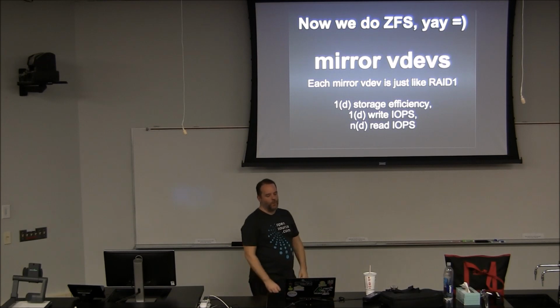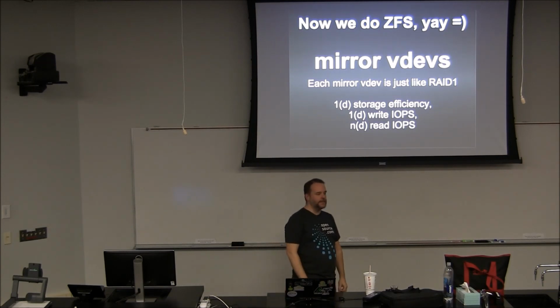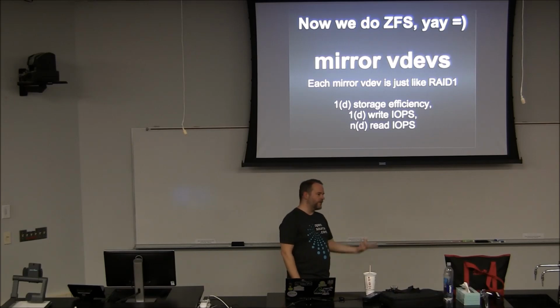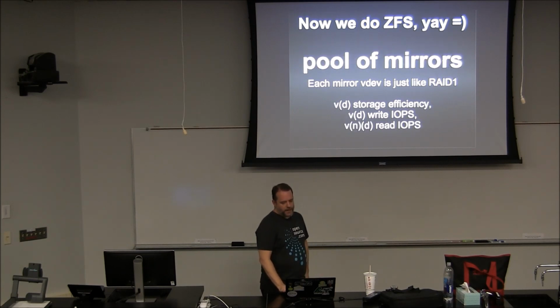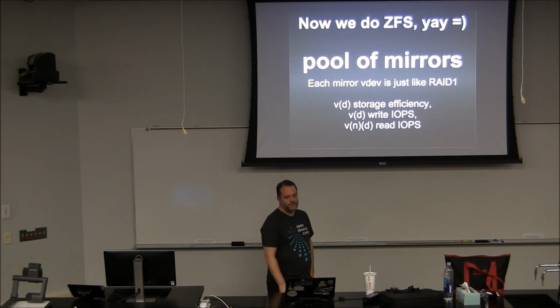So you've got 1D worth of storage efficiency, 1D worth of write IOPS, and ND worth of read IOPS, so 2 if you've got a 2-disk mirror, 3 if you've got a 3-disk mirror. I wrote it right this time, if you ever caught me on the last one. The read was on the bottom instead of the top left.